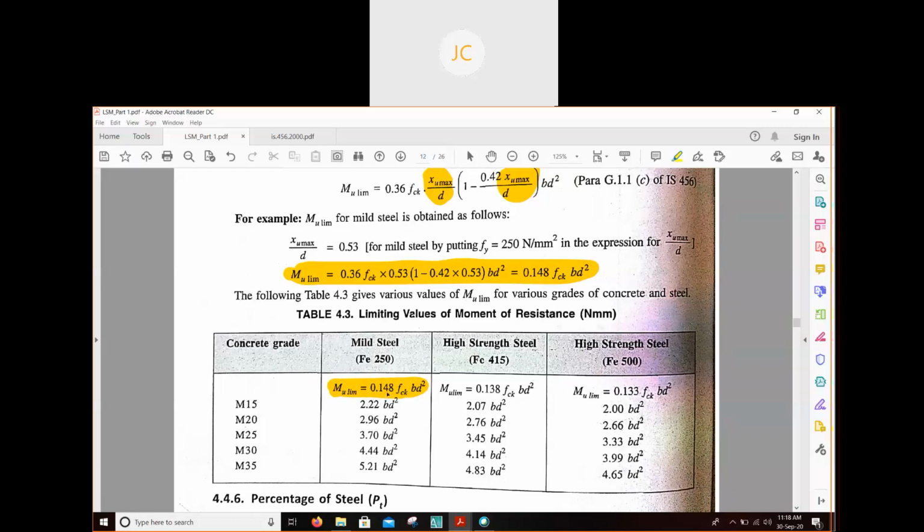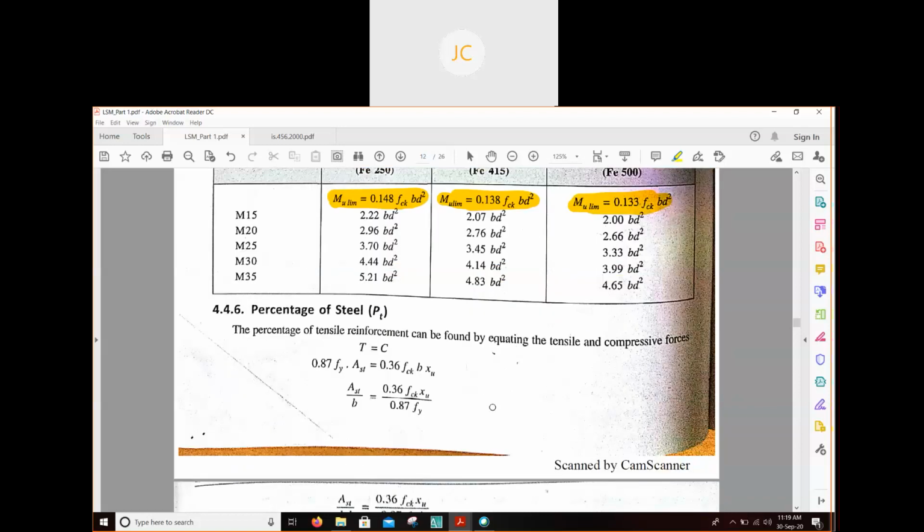Only you need to remember this one. For Fe250, the limiting value or the maximum value of moment of resistance is this one, 0.148 fck bd square. Similarly, for Fe415, Mu lim will become this one, and for Fe500, Mu lim equal to this much. For different grades of concrete, you can directly find out the values. No need to remember anything. Only you have to remember these three values.